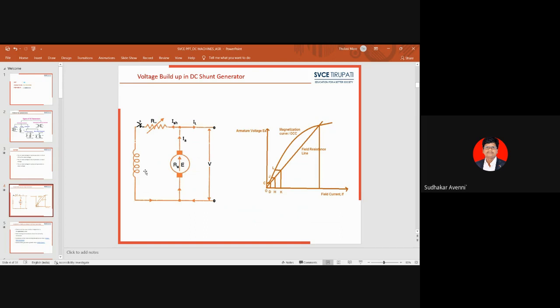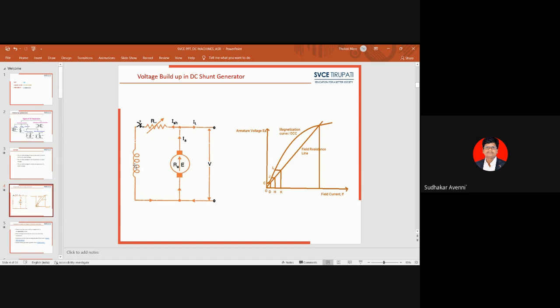Here there will be more resistance in the shunt field winding. Because of this resistance, being more than the critical field resistance, the residual voltage is not able to drive current through the shunt field winding. That's why, when we design the shunt field winding, its resistance must be less than the critical field resistance.